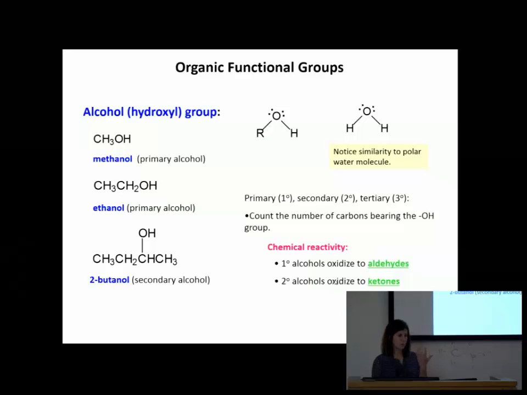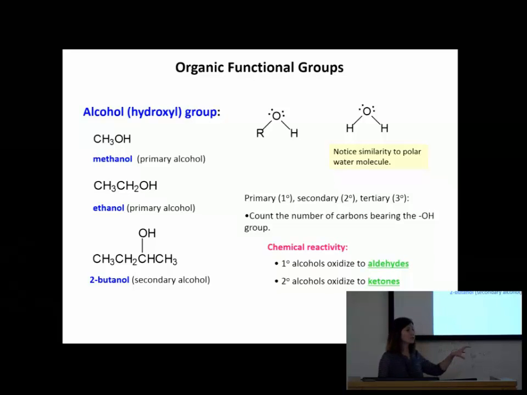Later on this semester, we'll talk about OIL RIG. Oxidation is loss, reduction is gain of electrons. We're going to make it a whole lot easier in biochemistry. We're going to talk about adding or losing hydrogens or oxygens. So if you add oxygen or lose hydrogen, then that's oxidation. If you add hydrogen or lose oxygen, that's reduction. More hydrogens, reduced; more oxygen, oxidized. That's how you get the word oxidized.